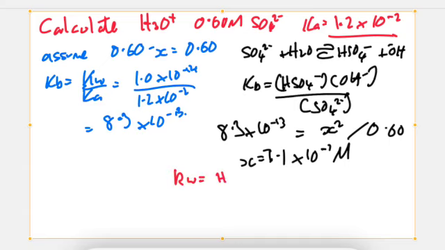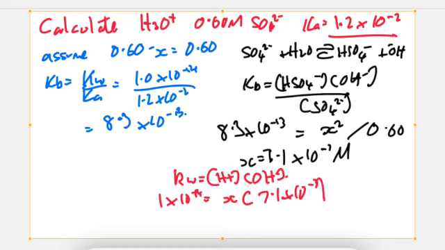I need to work on my handwriting. So Kw, H plus times OH minus. So we know Kw is 1 by 10 to the minus 14. H plus is what we're trying to work out. And the OH minus we did is 7.1 by 10 to the minus 3. 7.1. So the answer is 1.4 by 10 to the minus 8.